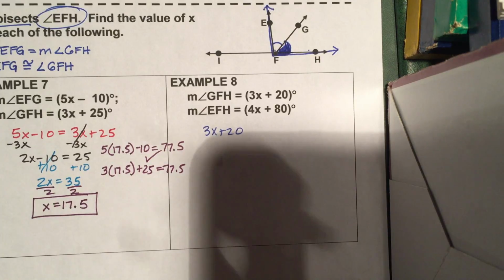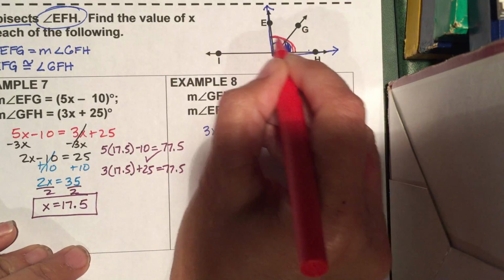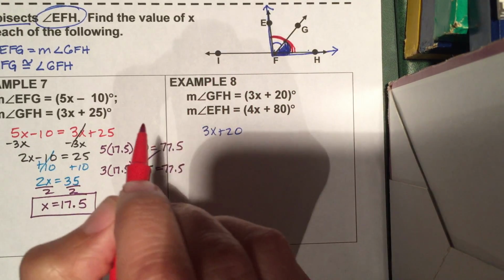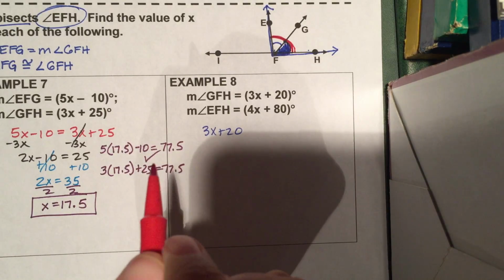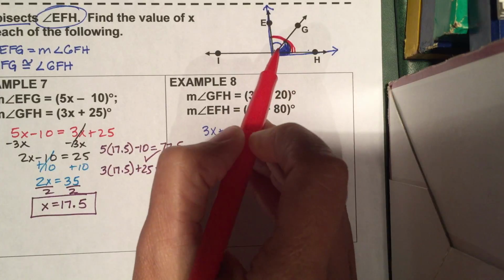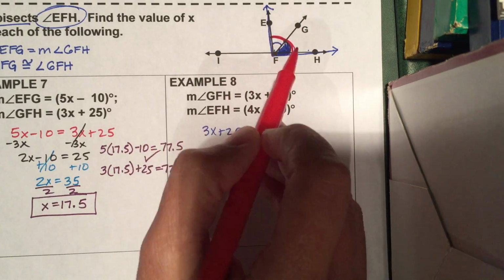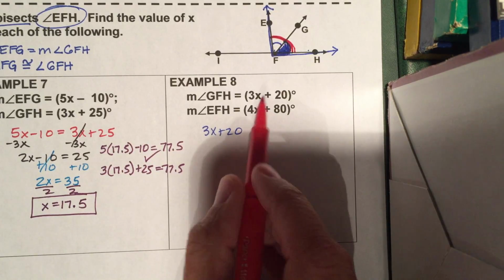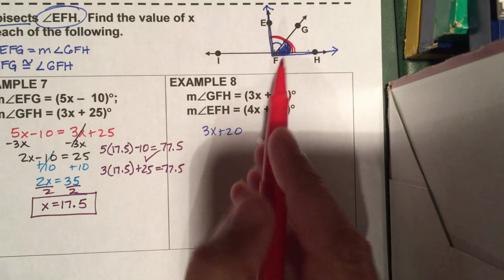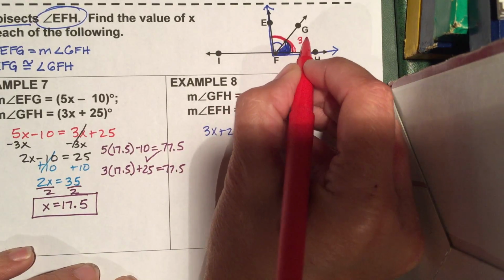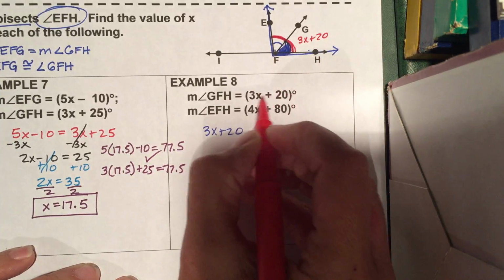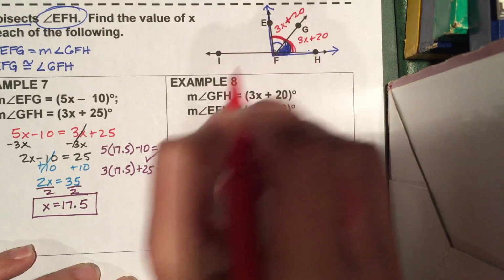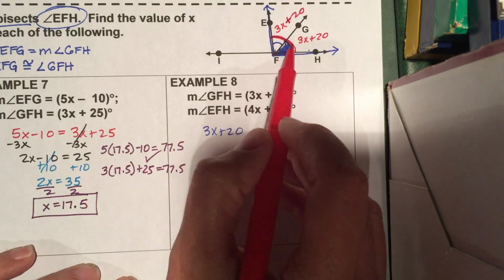And what other angle have we gotten? Well, we've been given this big angle. So if I'm given the whole and given one part, how do I find the other one? Well, I subtract. Well, the question is, what do I make it equal to? Well, since this ray cuts this angle in half, doesn't that mean that 3x plus 20 and 3x plus 20 would work for both angles? If GFH is 3x plus 20, that means that EFG also has to be 3x plus 20 because it bisects it, it cuts it in half.